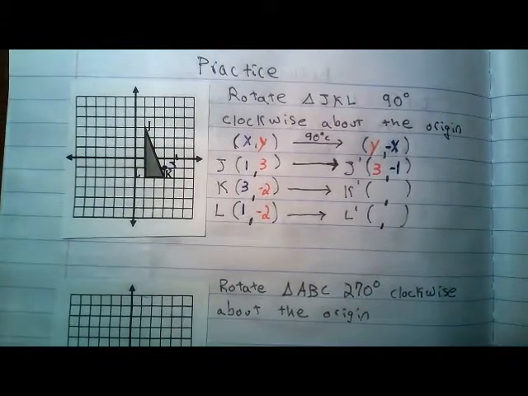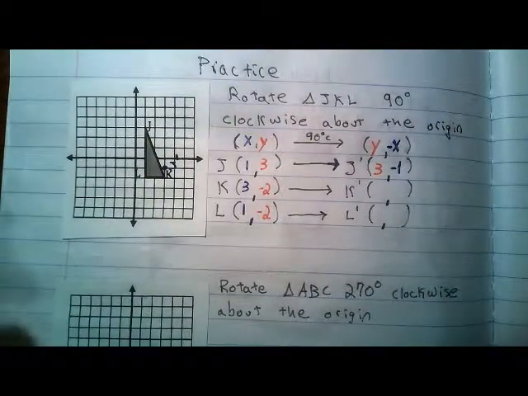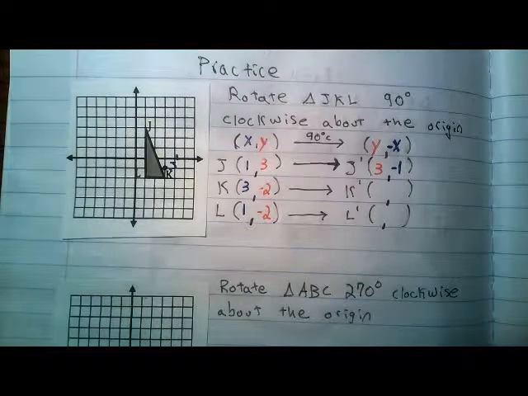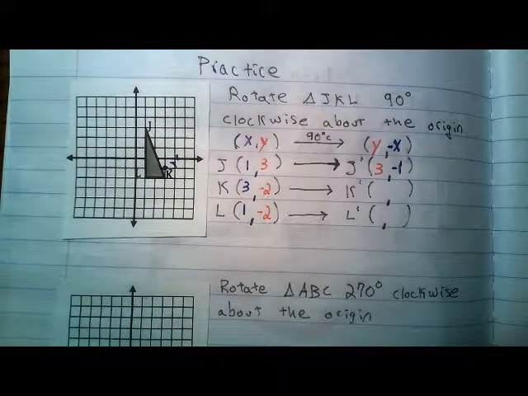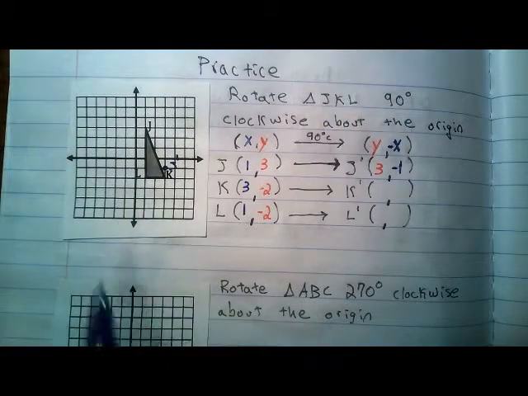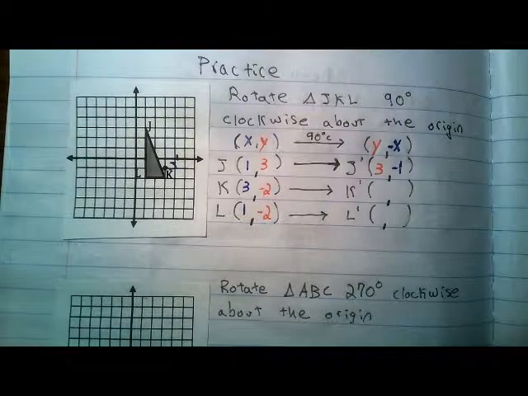Okay, and it's okay when you rotate a figure if it goes into itself. It actually happens quite often. When it does happen, it's helpful to use a different color, which is what I'm going to do. When I start to actually draw in my new triangle J prime, K prime, L prime, it's going to be in blue.